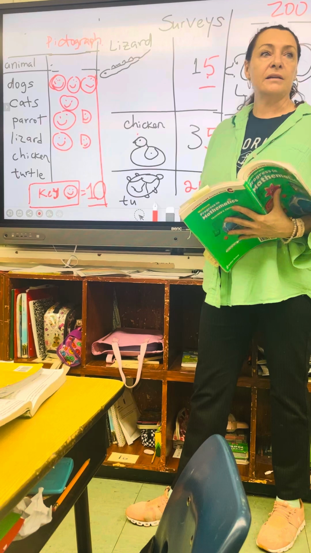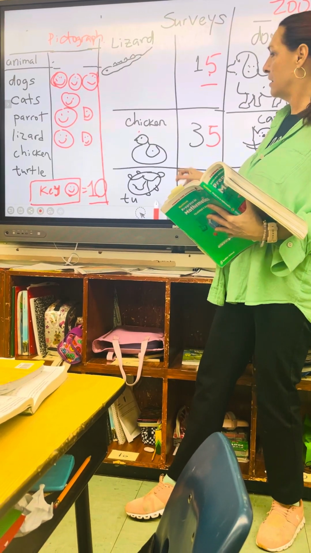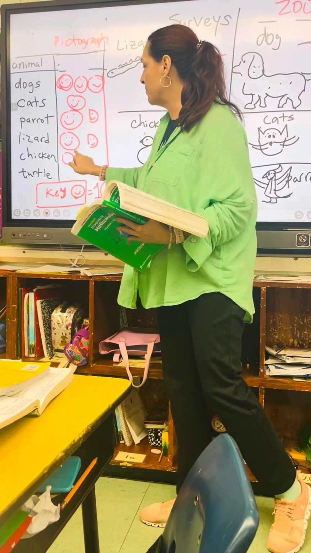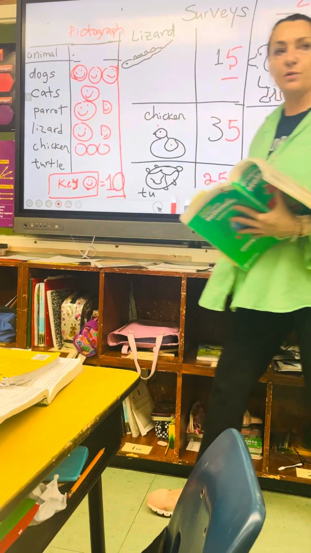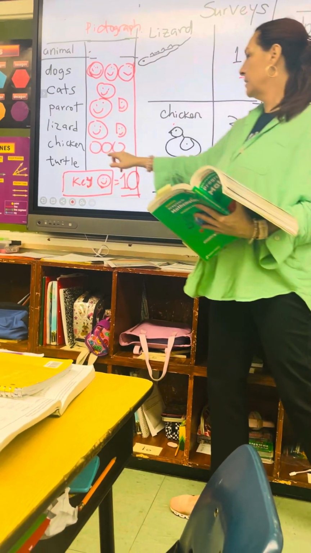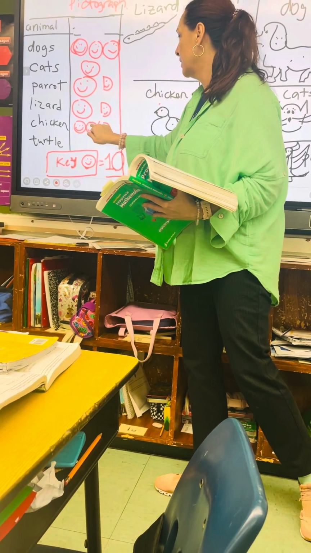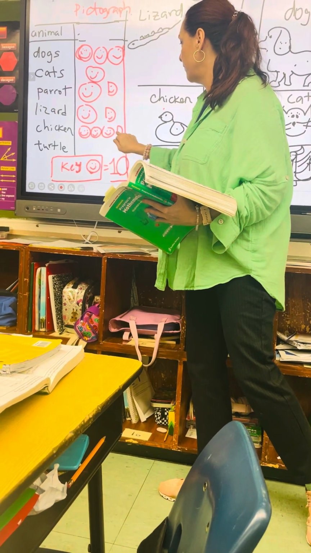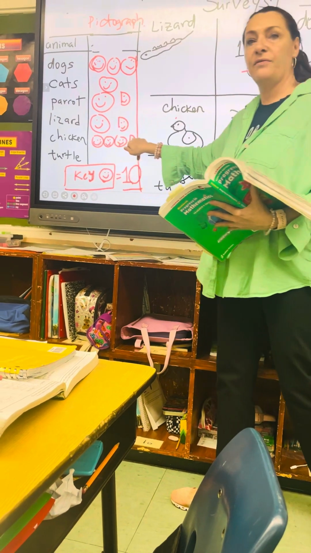Okay? Chicken. How many chickens do I have? 35. So how many smileys do I do? Yes. You do 3 smileys and 1 half, a half for the 5. Because 10, 20, 30, 35.